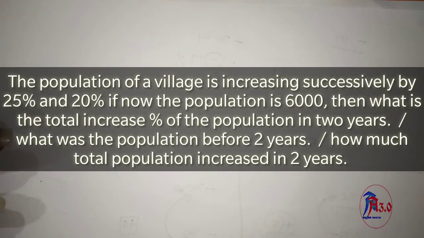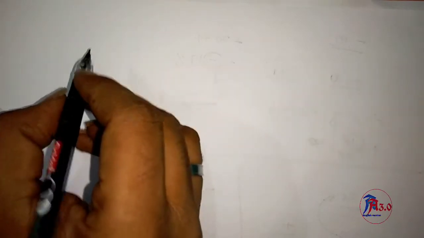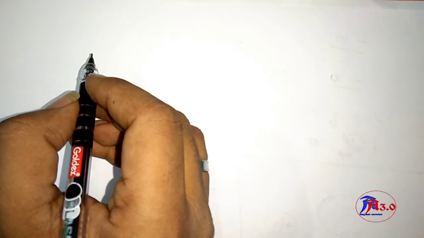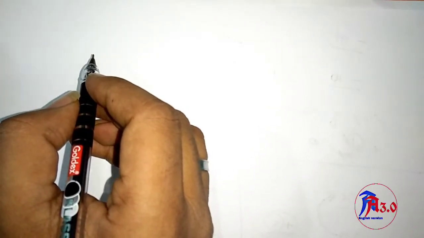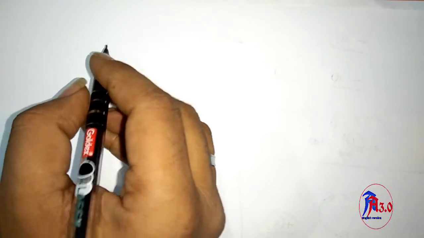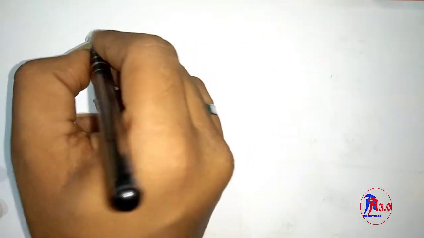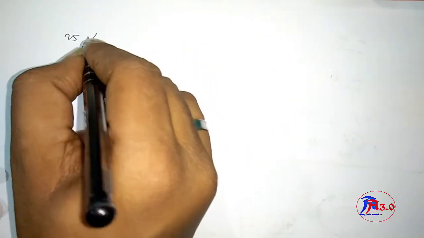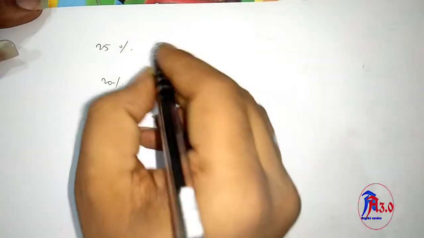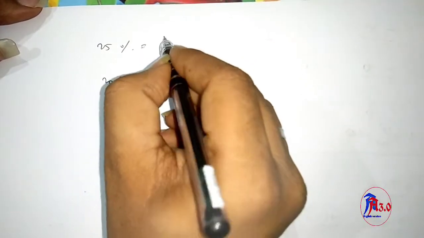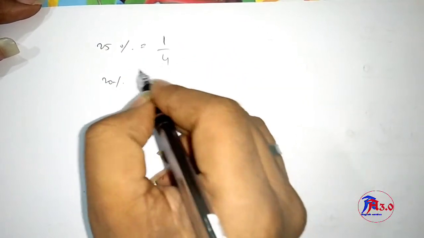So here let us try to solve this question by the ratio method, because the ratio method is the perfect method to solve 3 types of questions within a short span of time. So here let us try to solve this question. Given percentages are 25 percentage and 20 percentage. So the fraction value of 25 percentage is 1 by 4, and the fraction value of 20 percentage is 1 by 5.